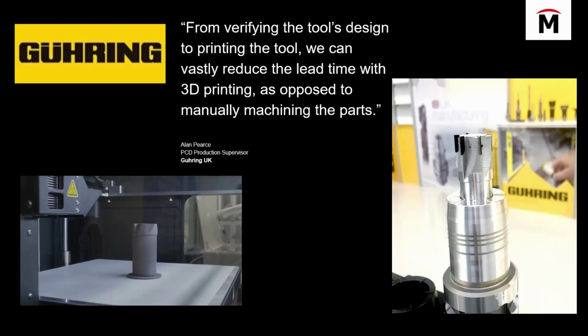So the engineers at Guring printed the body of a milling cutter in H13 tool steel on a Metal X printer. Initially, it was simply a prototype to prove out the design. After adding cutting tips, the tool was used as a reamer to cut aluminum, and it worked as planned.